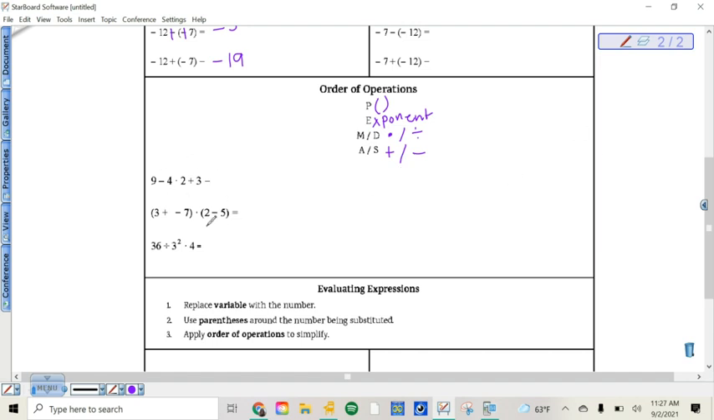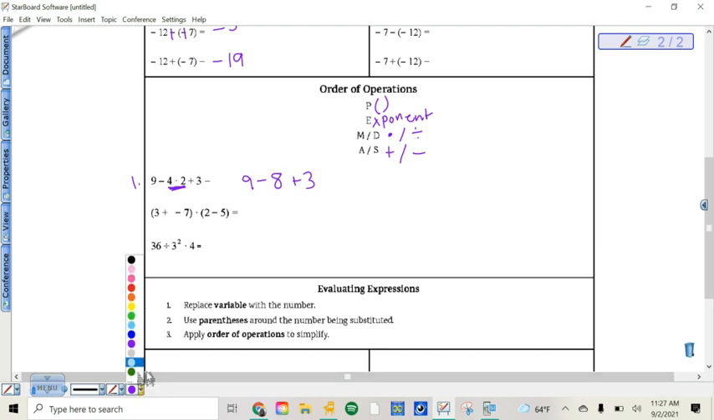So let's do these together. Multiplication and division come before addition, right? Exactly, yes. But you multiply and divide left to right, and then you add and subtract left to right. So in this first one, can you underline the operation that goes first? Which one do you calculate first? 4 times 2. Yeah, you do the 4 times 2 first. So what's 4 times 2? 8. Yep, so this becomes 9 minus 8 plus 3.